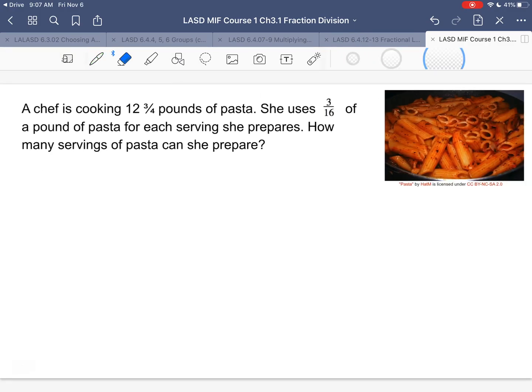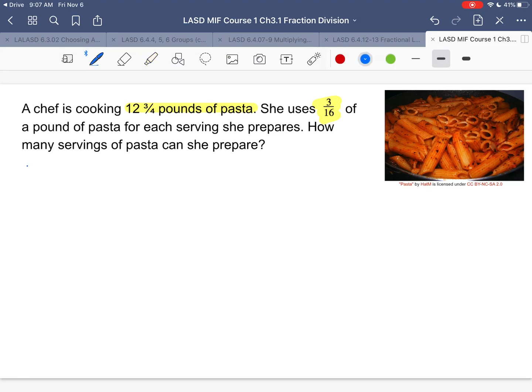So here's our first example where we have a chef cooking 12 3/4 pounds of pasta, and she uses 3/16 of a pound for each serving. So how many servings can she prepare? How many 3/16 are in 12 3/4?